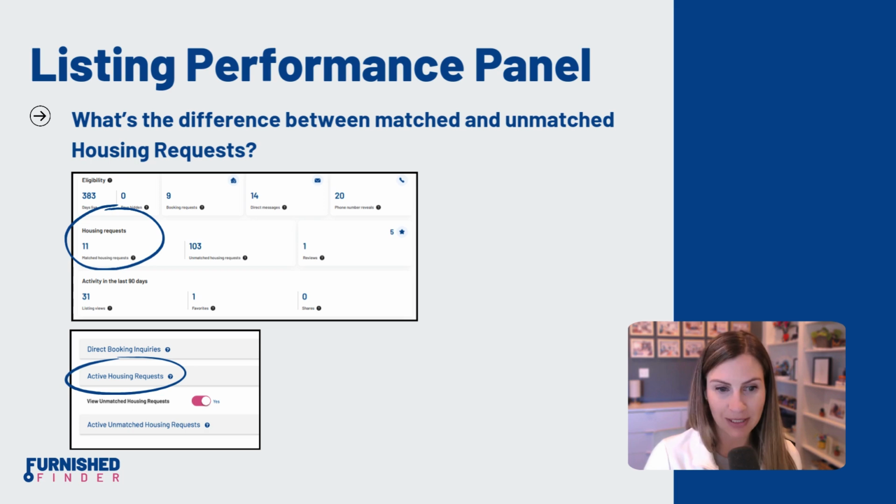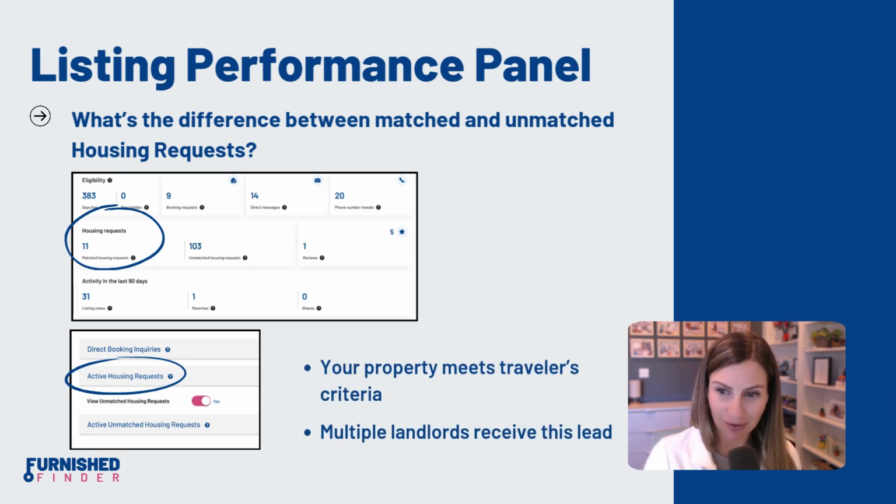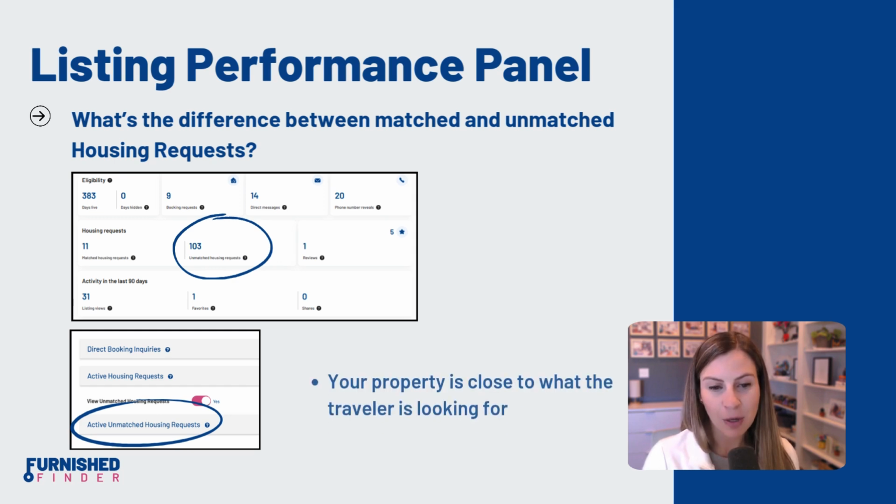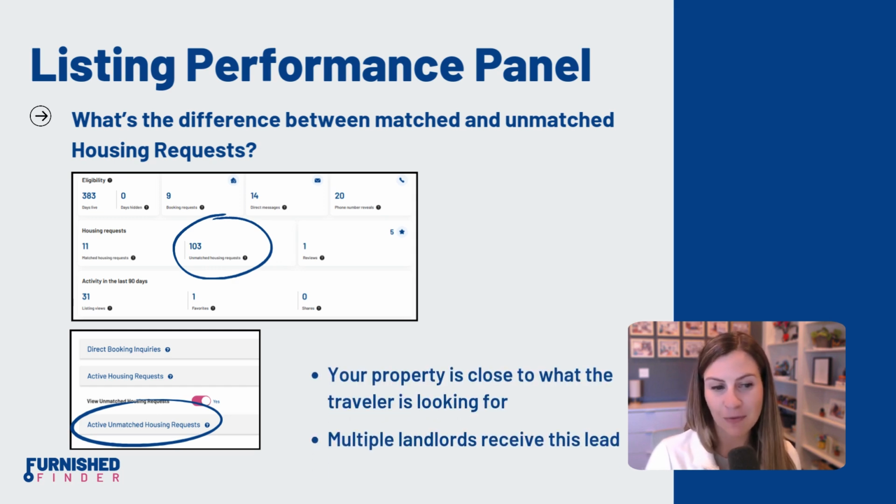Next up are match requests. Your property meets this traveler's criteria, but multiple landlords are going to receive the same request. It's important to reach out very quickly and thoroughly. Last, unmatched request. Your property is close to what the traveler is looking for, and you might be able to evaluate if it's a fit. Multiple landlords receive this request as well. Check out the link in this video's description for a helpful blog on all of our tenant types.